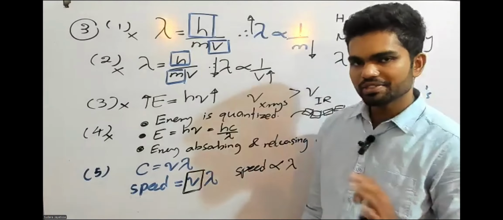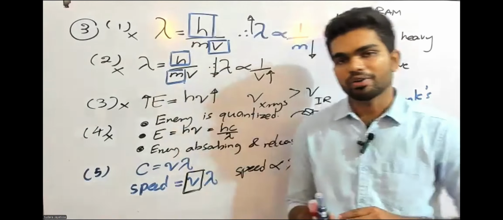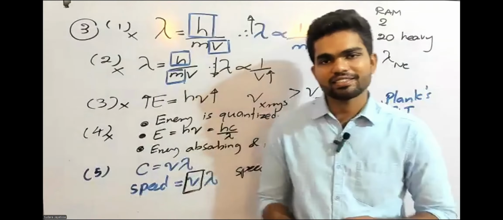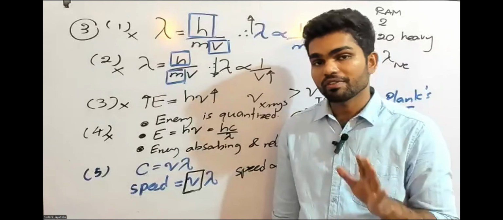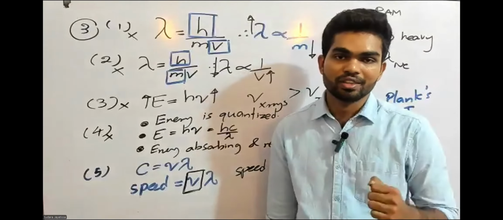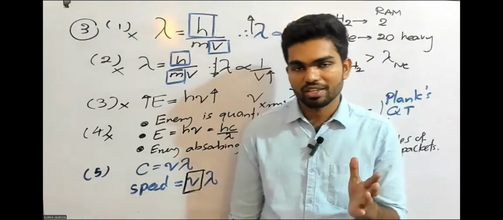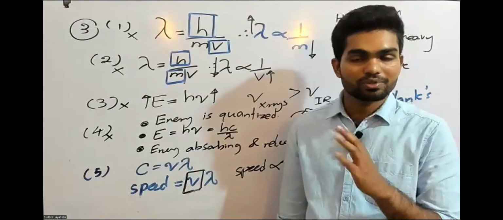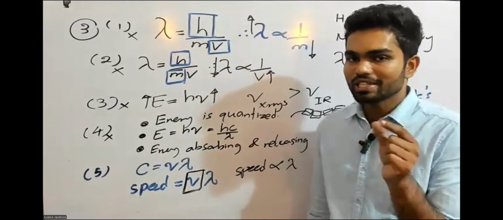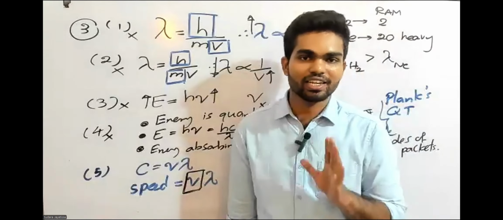So here's why it is going to be important. Have you heard about these electromagnetic radiations? They travel at the speed of light, that means 3 into 10 to the power 8 only in a vacuum. So when electromagnetic waves are traveling in other media, let's say through air or through glass or through water, it will take a different speed. Speed is going to be changed.